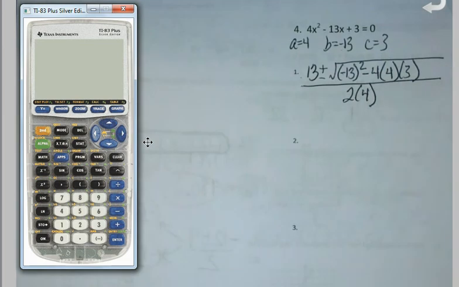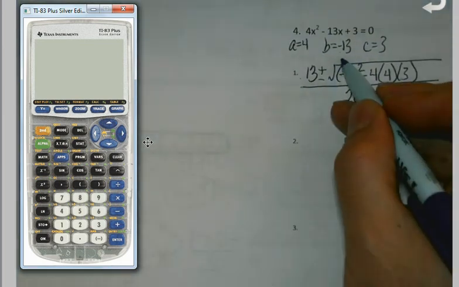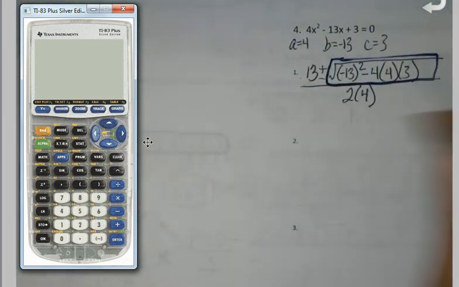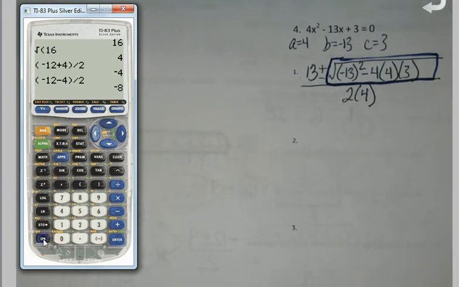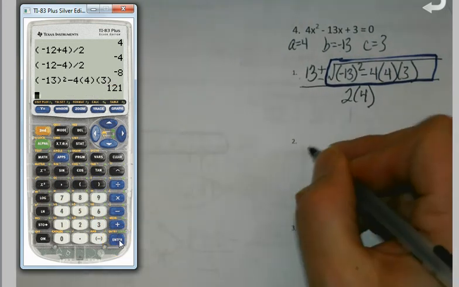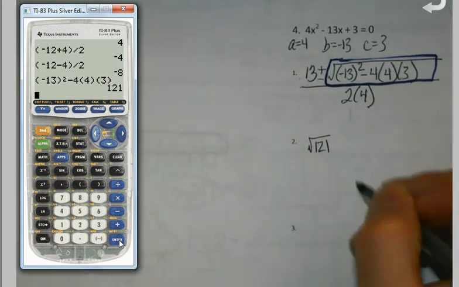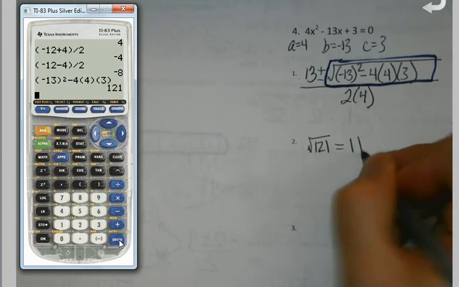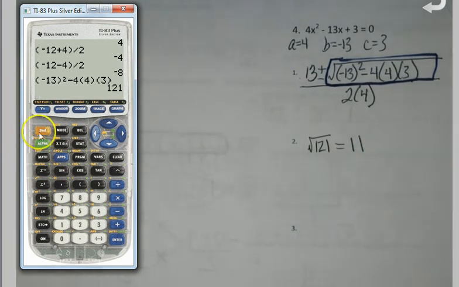And again, my first step's just to copy it in. My second step is going to be to break that radical down. So again, I'm just going to type what I see underneath the square root, underneath the radical. So I end up with the square root of 121, which is 11. Again, if you weren't sure on that one, easy enough to hit second and x squared, so we can figure that out.